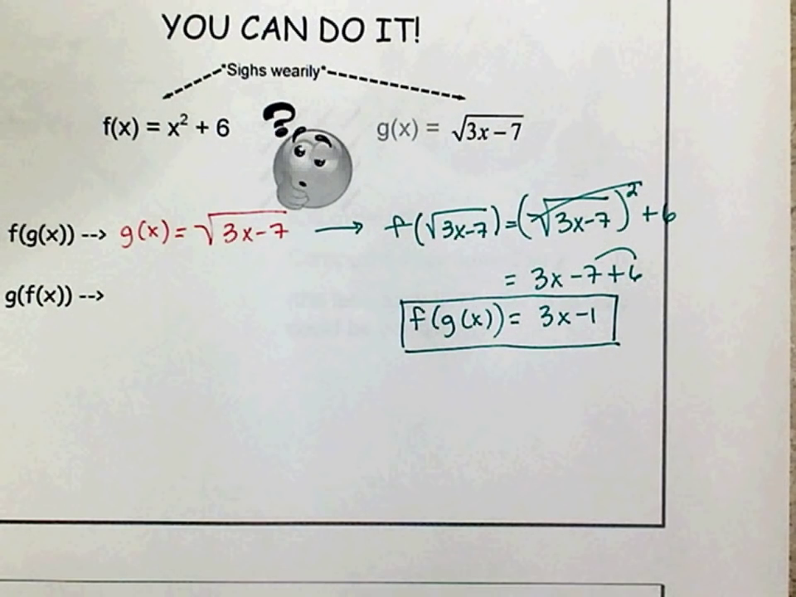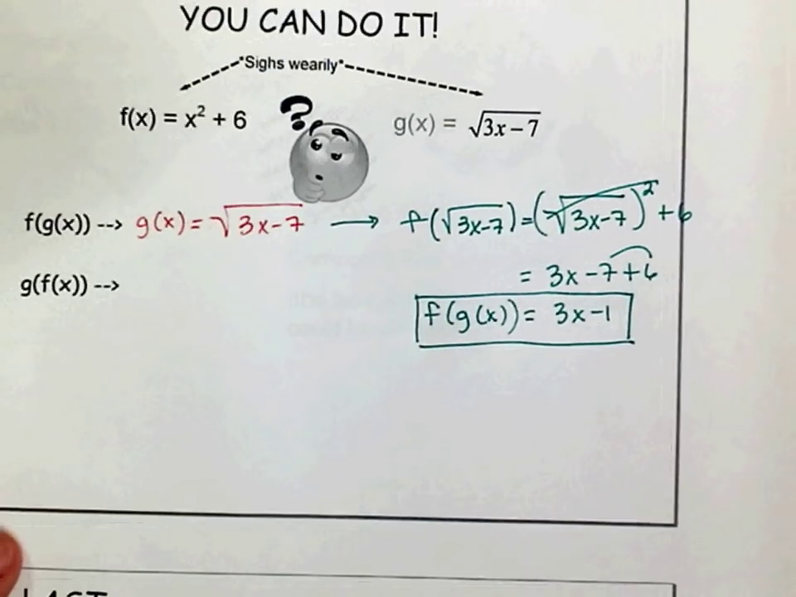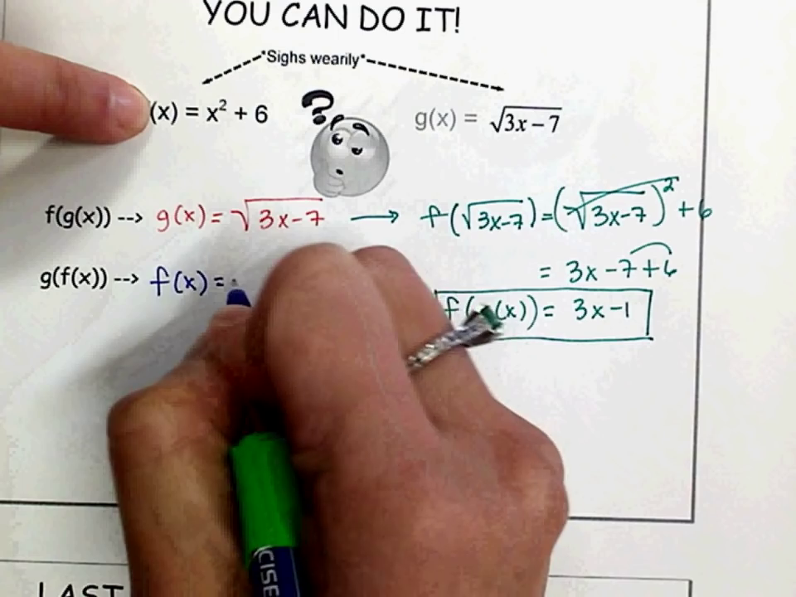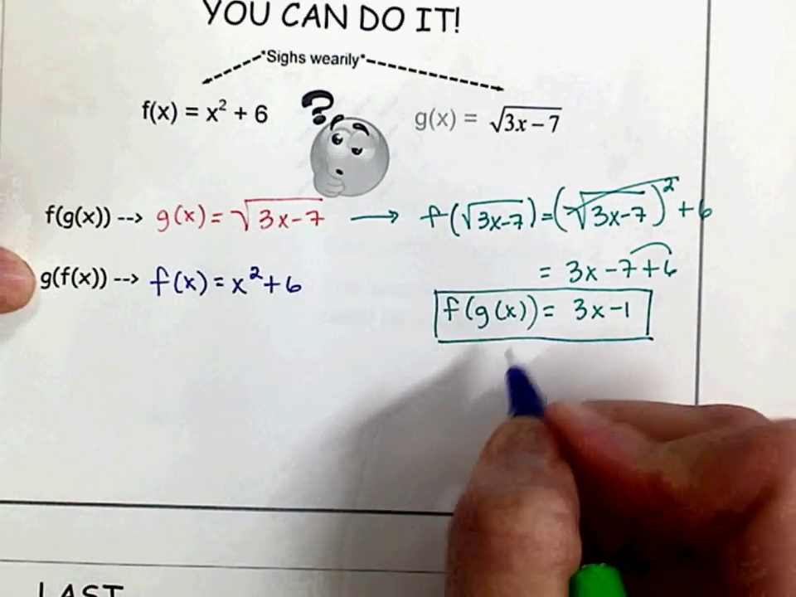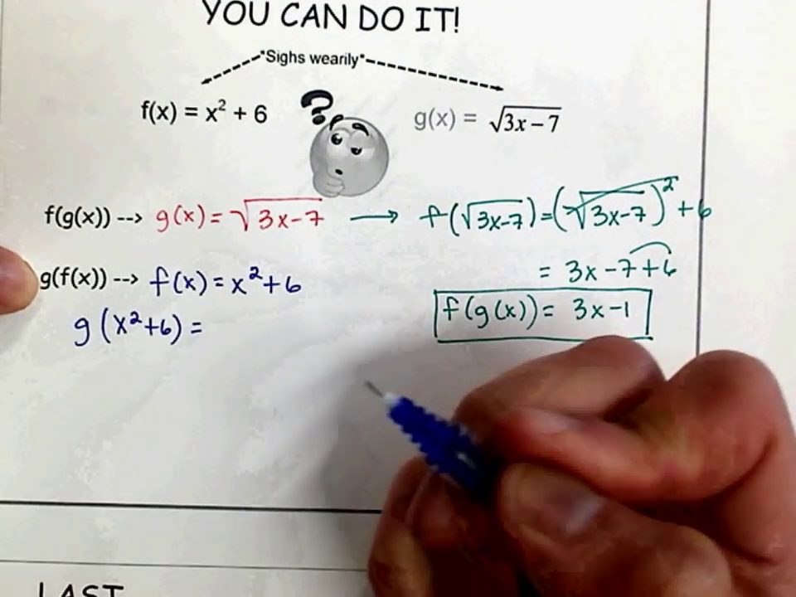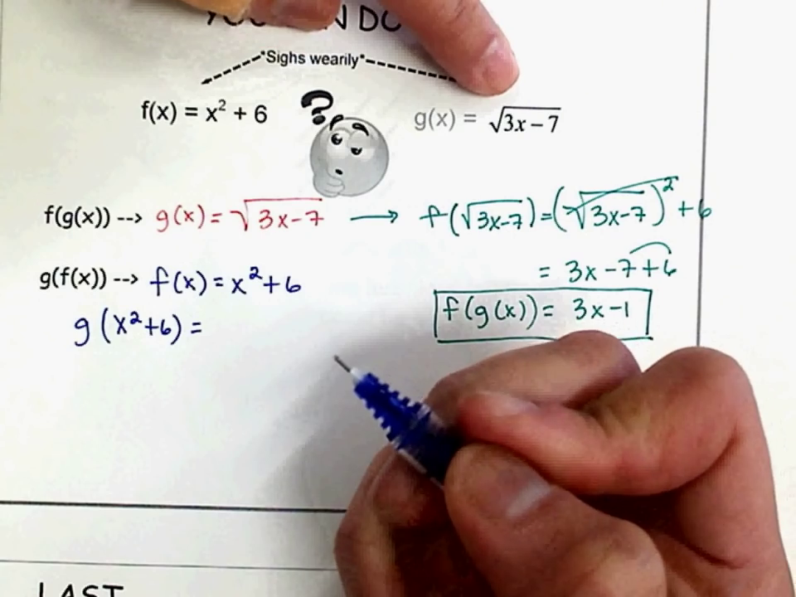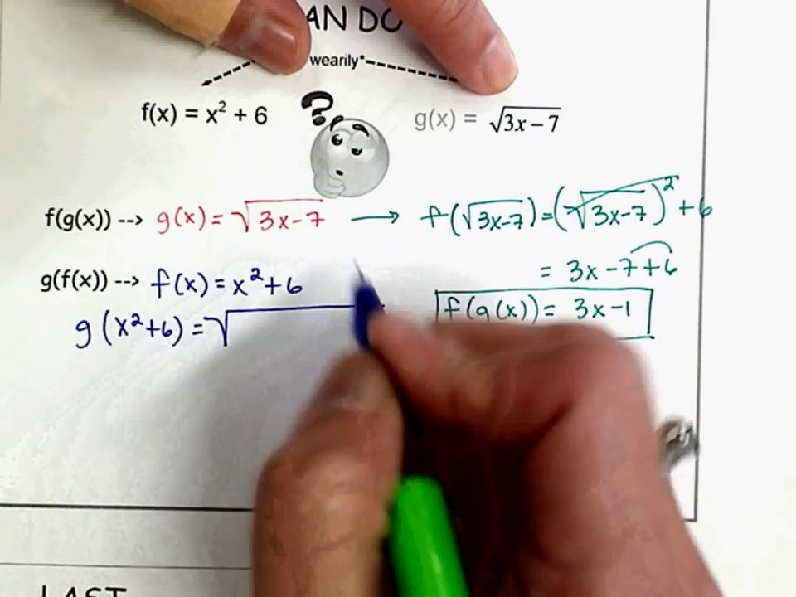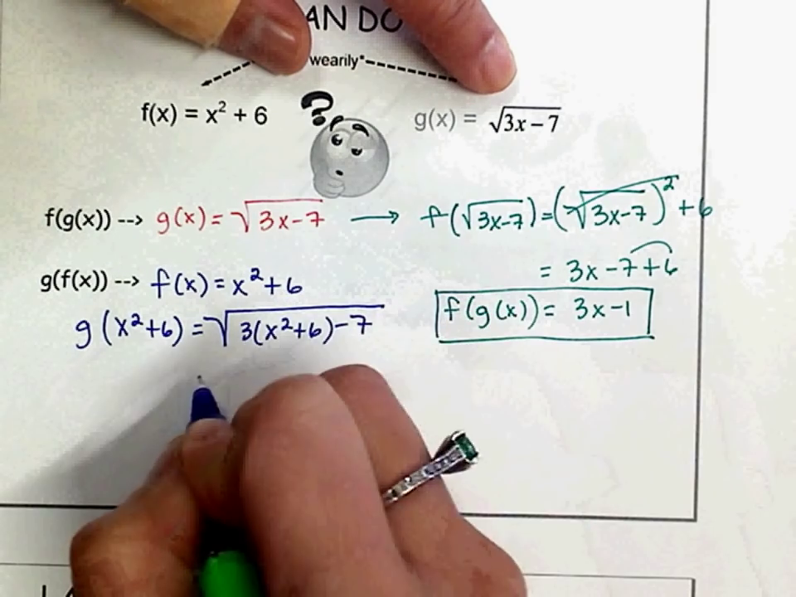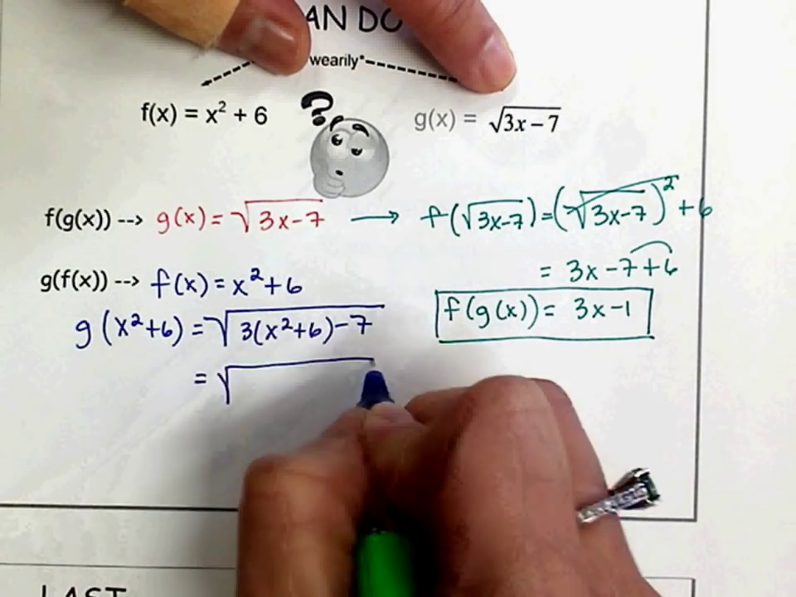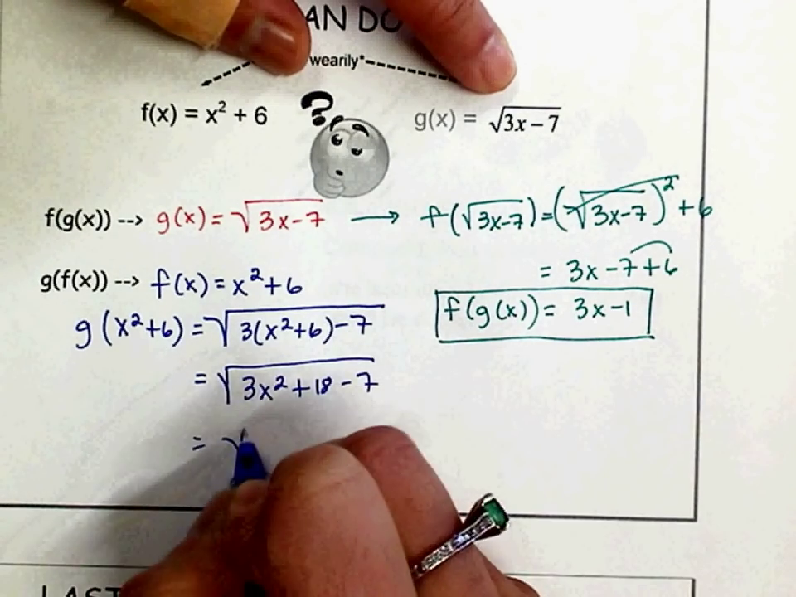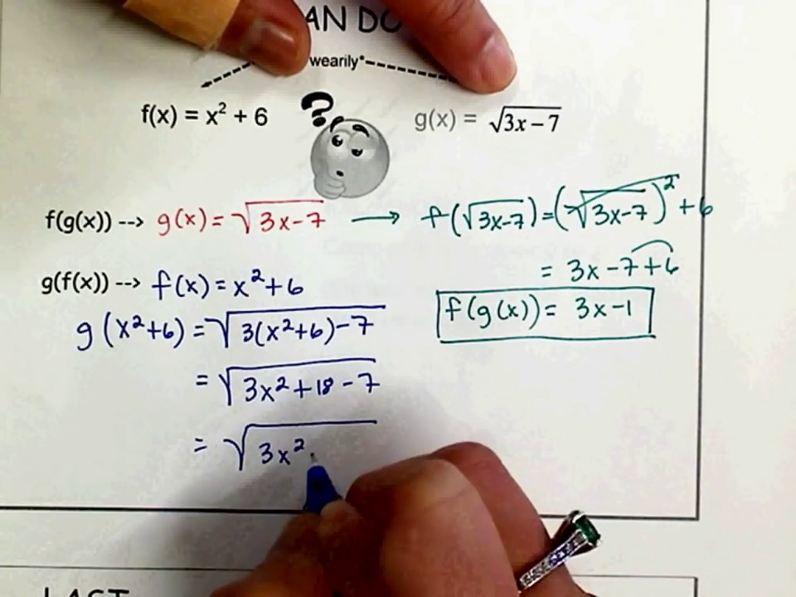All right. Next part is your f of x. f of x equals x squared plus 6, and here's your g of x. So now I'm going to plug in x squared plus 6 wherever I have an x. And here's my g. You guys see that? Square root of 3 times (x squared plus 6) minus 7. Keep it under. Distribute. 3x squared plus 18 minus 7. Combine your like terms. 3x squared plus 11. And there you have g of f of x.